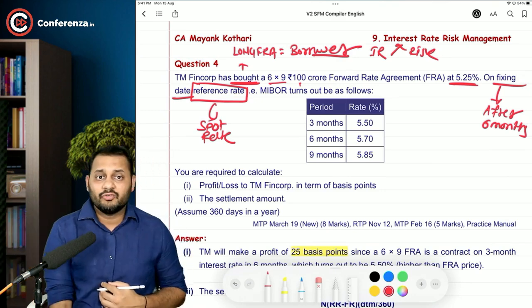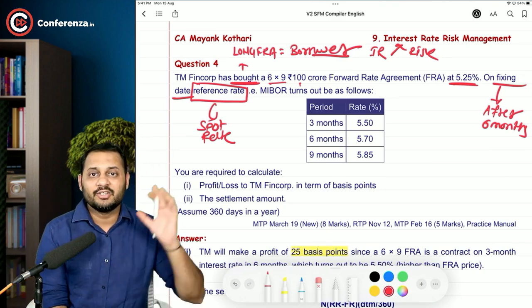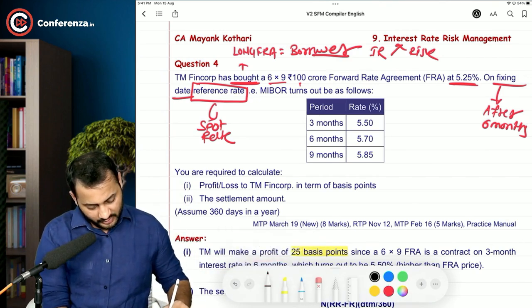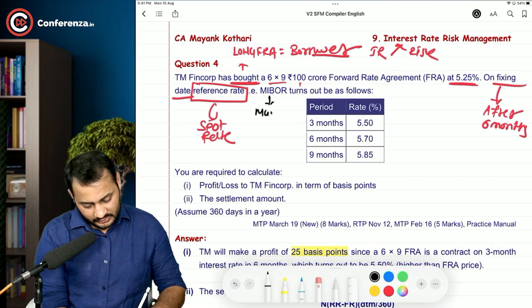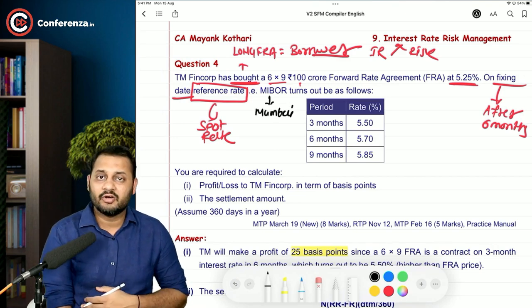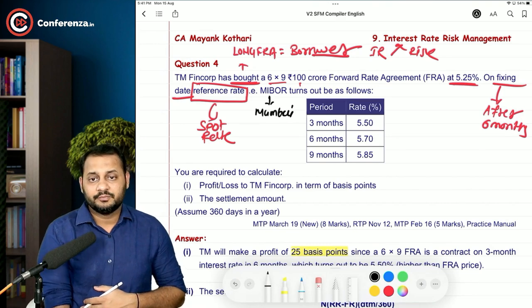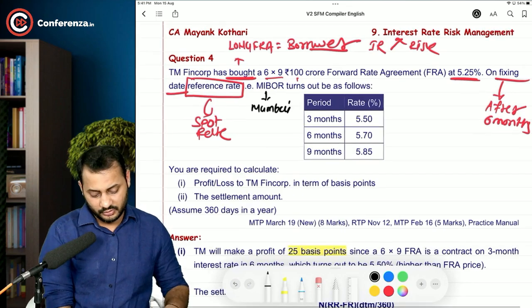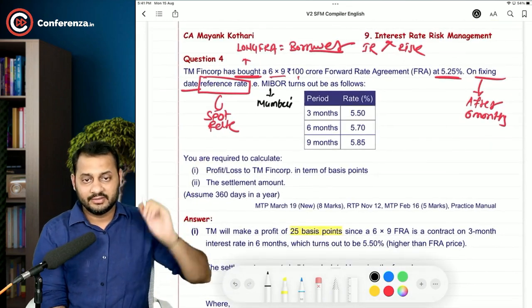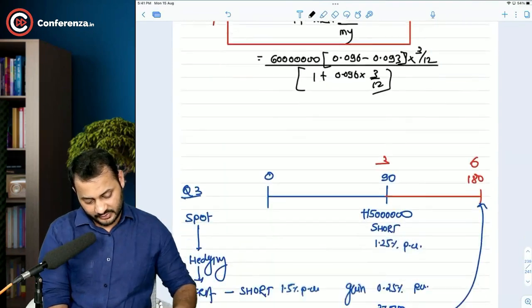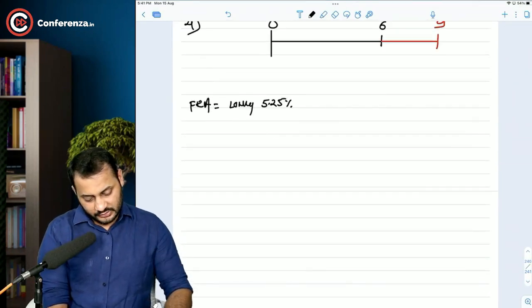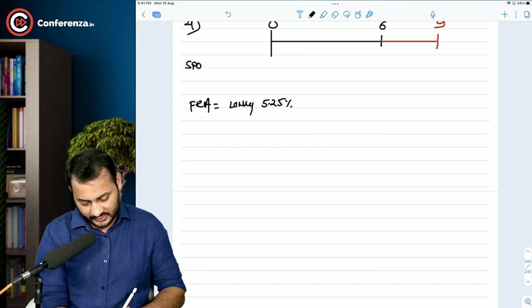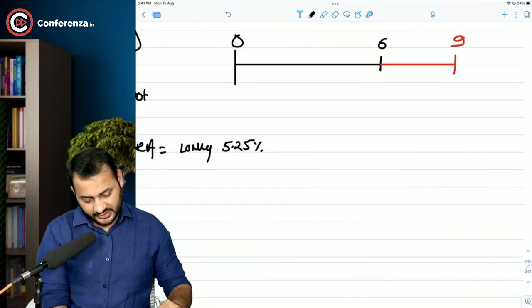And they have not given LIBOR, it's MIBOR. It's a local version of LIBOR. What is MIBOR, sir? MIBOR is nothing but Mumbai Interbank Offered Rate. And on this date, the 3-month MIBOR was given like this. Now I will just show you how it is presented. So on this date, in the spot market, the rates were given.